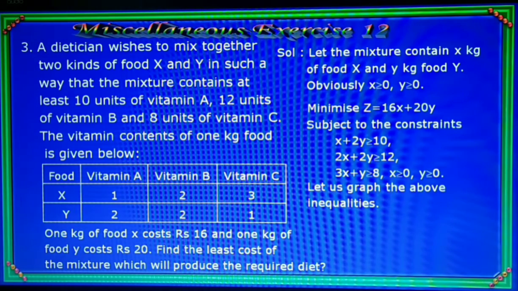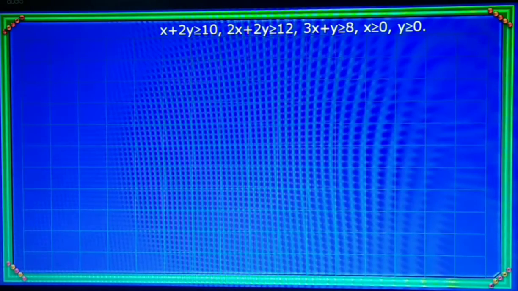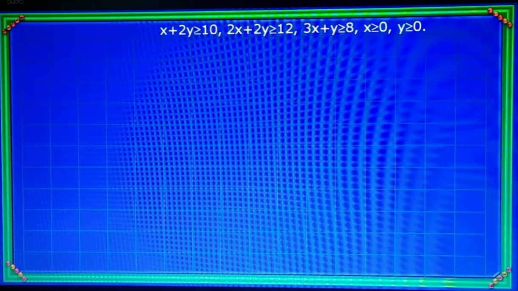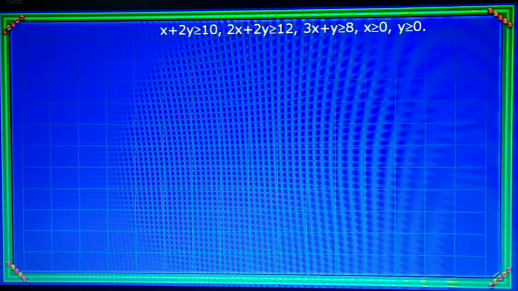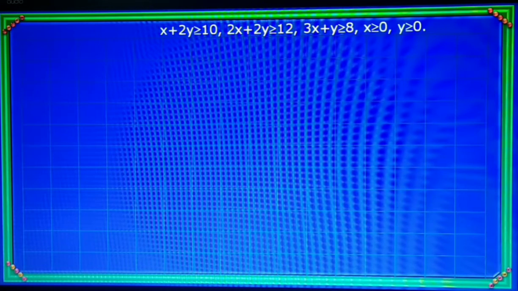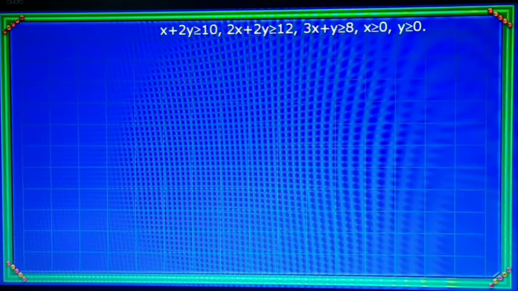Let us graph the above inequalities. Consider the inequalities x plus 2y is greater than or equal to 10, 2x plus 2y is greater than or equal to 12. If you want, you can simplify that, that is x plus y is greater than or equal to 6. Third one, 3x plus y is greater than or equal to 8, x is greater than or equal to 0, y is greater than or equal to 0.